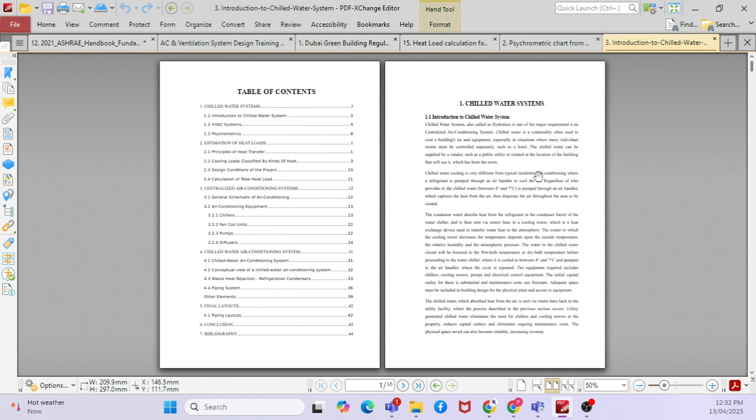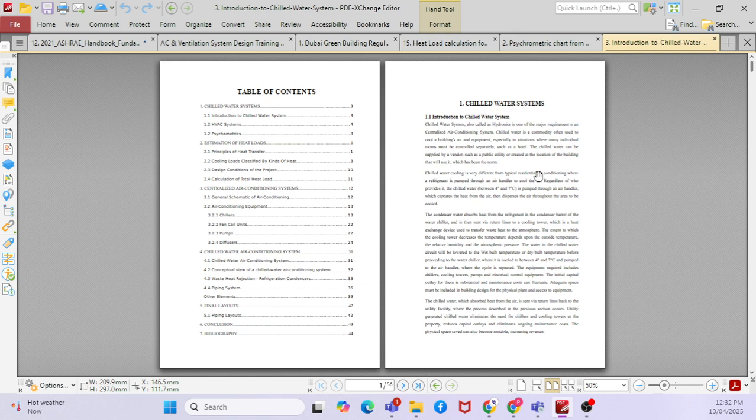First of all, when you do the chilled water system calculation, you are going to have a chiller calculation. But chiller calculation means what? Based on the heat from the building. When you say 1000 kilowatt chiller, that means 1000 kilowatt of heat is available in the building. So that heat only you are going to calculate.